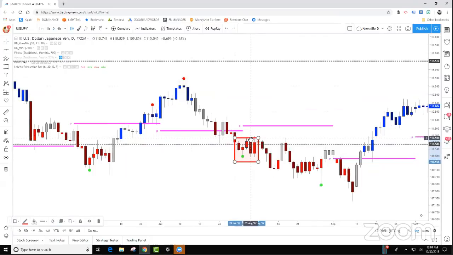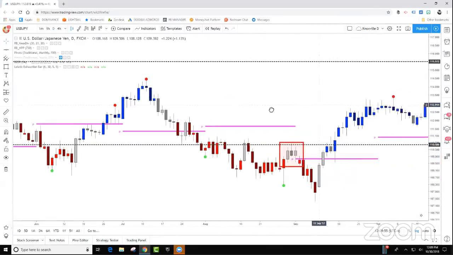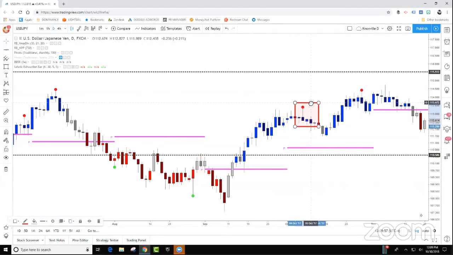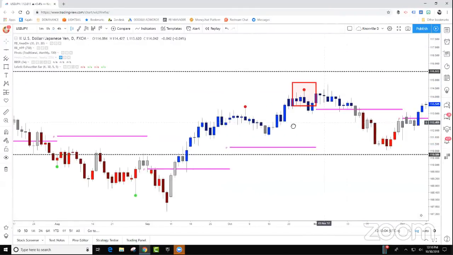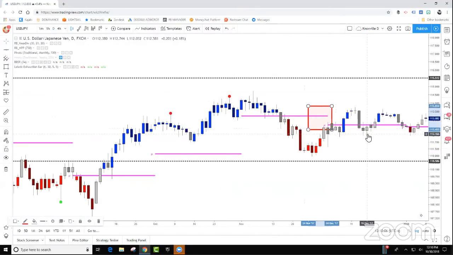So I'm going to look at a few more examples of this. It seems like not every single time, but in many of these instances, if it breaks the high within 1 or 2 or 3 candles, it seems like there is a nice continuation.